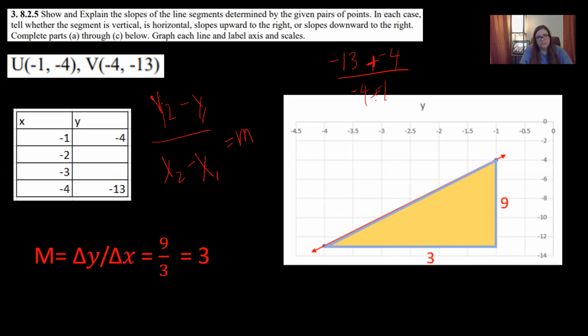So now we have negative 9 over negative 3, and we have a negative over a negative, so it's going to turn into a positive, and that's going to be 3. So 3 is our slope. And as you can see over here, we have our 9 and our 3, so that just double checks that. And it's going downhill, so that's why there's negatives.